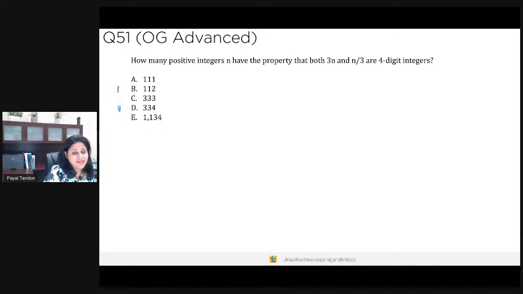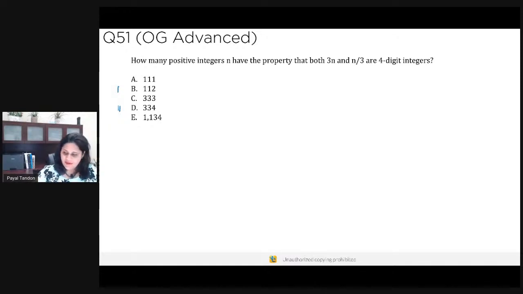I want to get to know why is it that, I mean, it is a 700 level question. This question is from the OG Advanced book, so it's definitely a 700 plus level question. So how should we be approaching any quant question? The first step is to understand what the question statement is telling us.